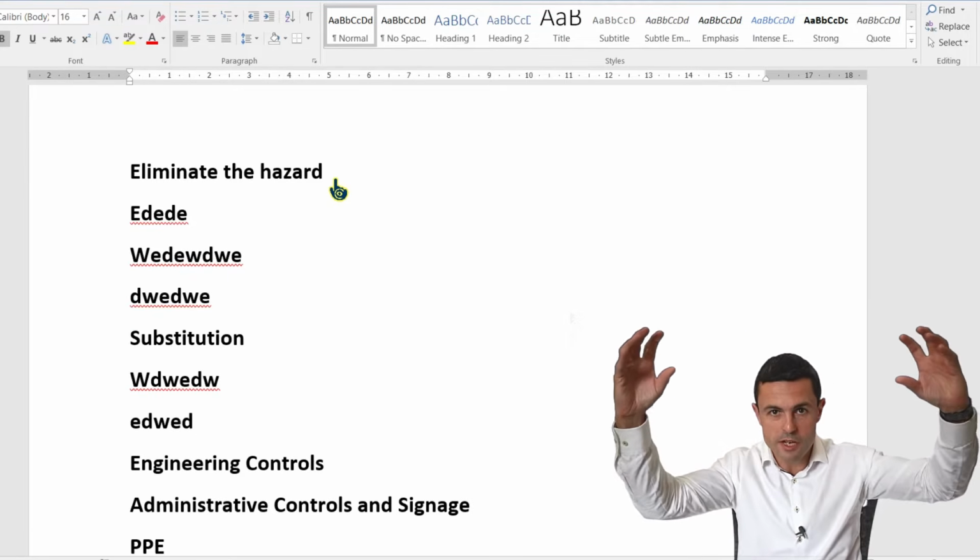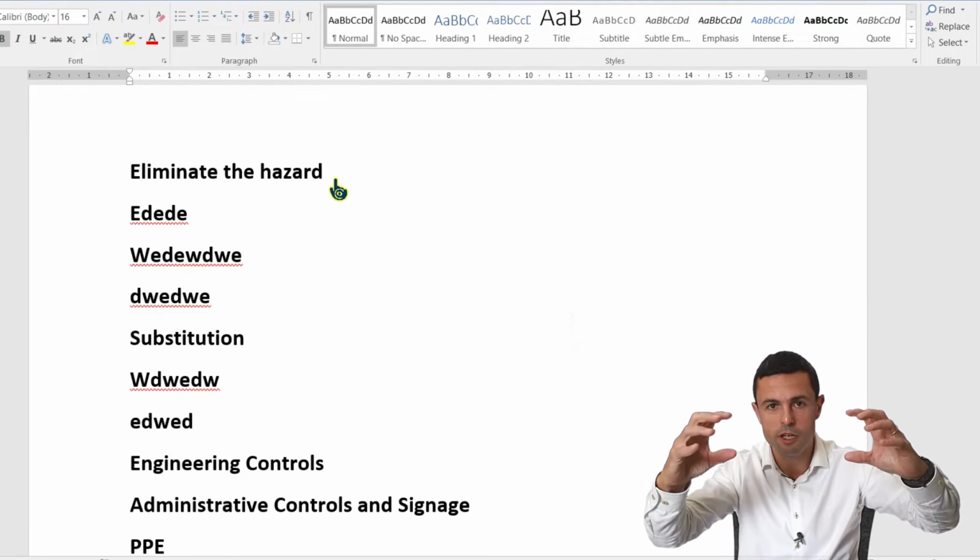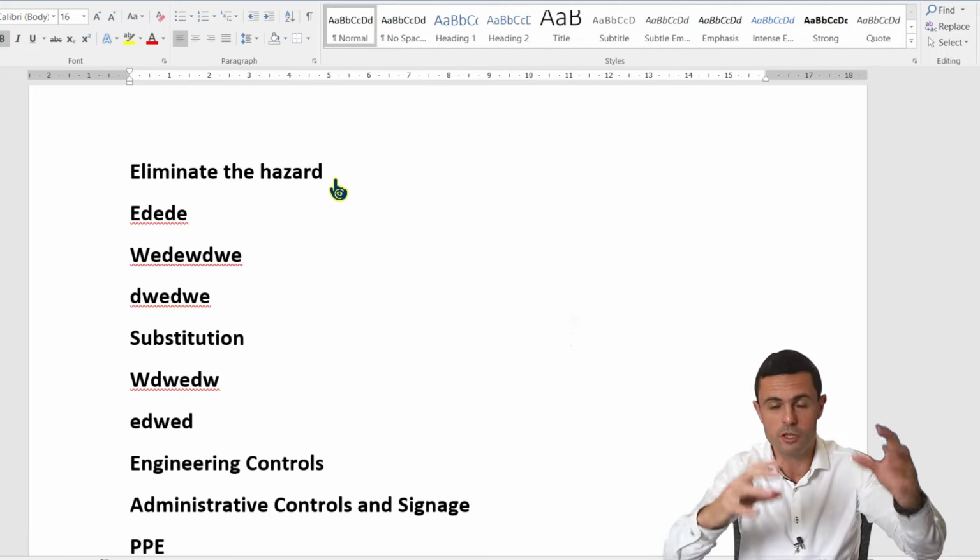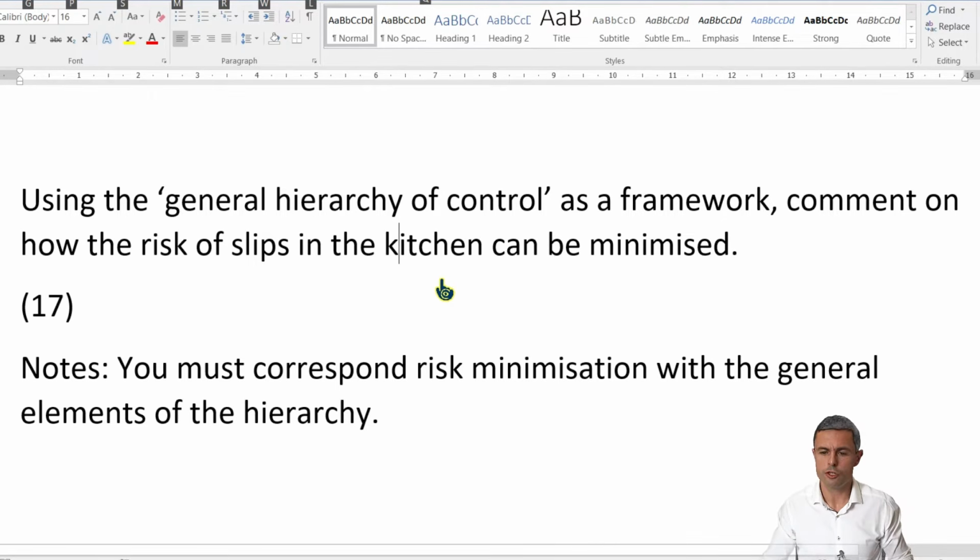So start with the eliminate stuff and make various comments around eliminates, then substitute and say what you've got to say about substitution, and keep going all the way through until you get to PPE and you're finished. So using it as a structure, comment on how the risk of slips in the kitchen can be minimized. Right, so we're commenting here on how it can be minimized.